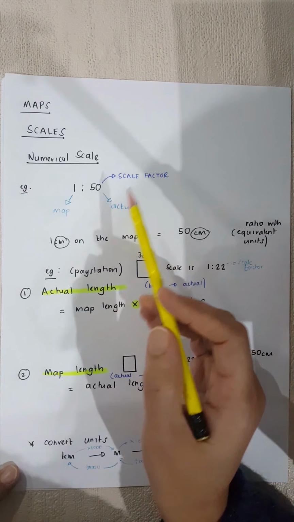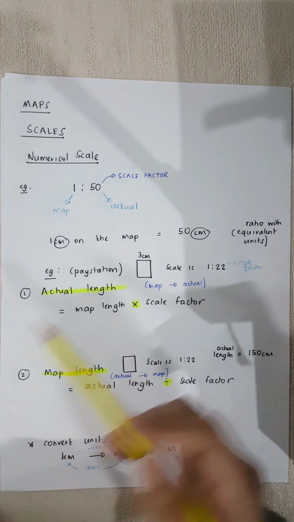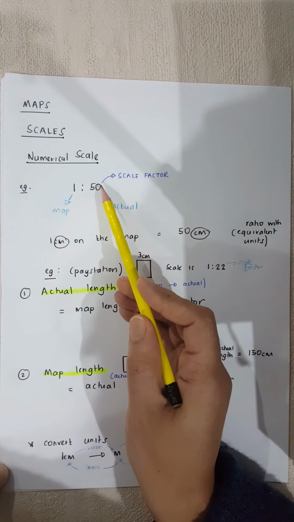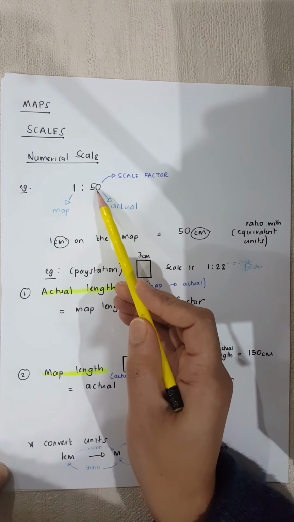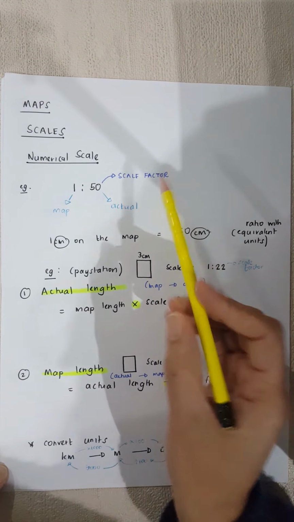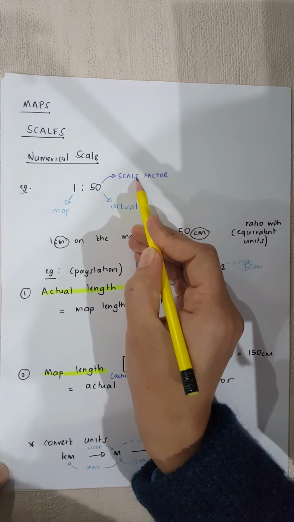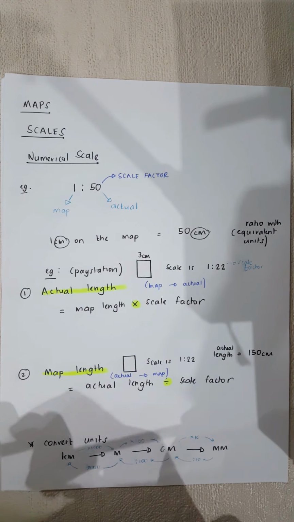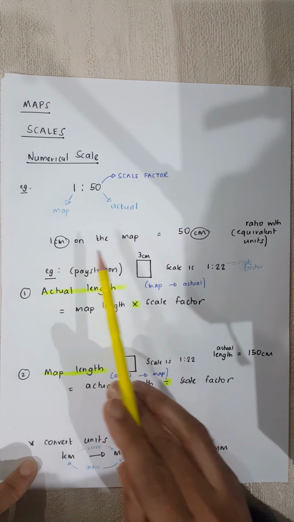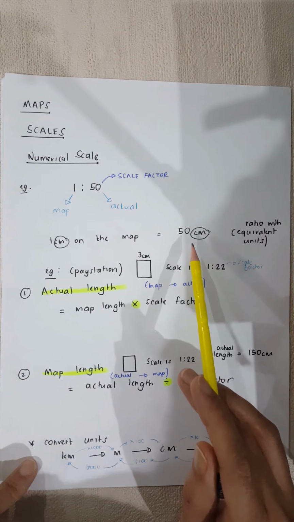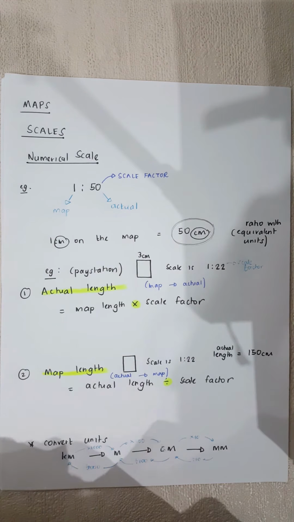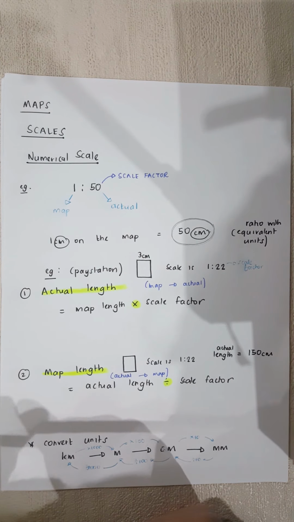So if it's showing you 1 centimeter on the map, it means in reality it's 50 centimeters. And this is the part that we call the scale factor. If you learn it like that, I find it much easier to do the conversions. So every 1 centimeter on the map is 50 centimeters in this example, and this part is called the scale factor. It tells you how much it is equivalent to.